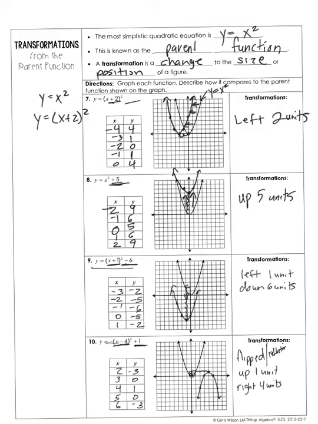Number 19, vertically compressed by a factor of 1/3, so y equals 1/3, then translated 8 units up, 1/3 x squared plus 8. And then number 20, vertically stretched by a factor of 2, so y equals 2, reflected over the x-axis, so that means it's -2, and then translated 4 units left, that's x plus 4 squared. No vertical shifts. And that is the last problem.